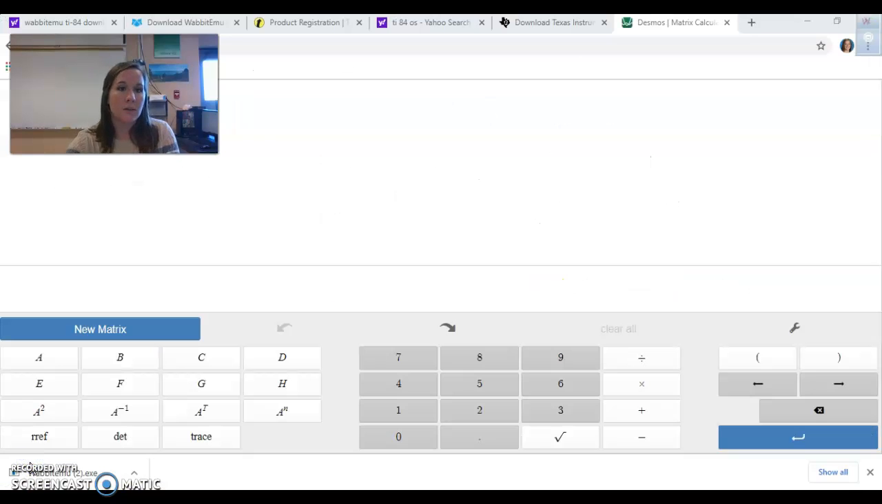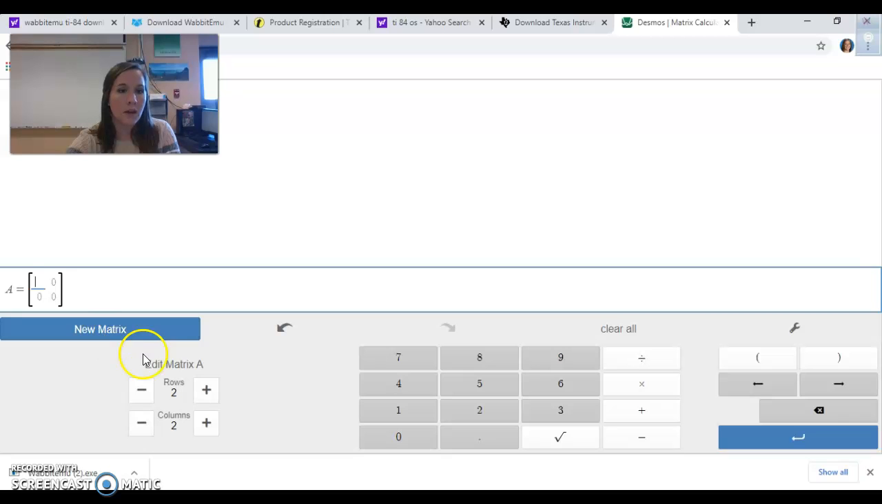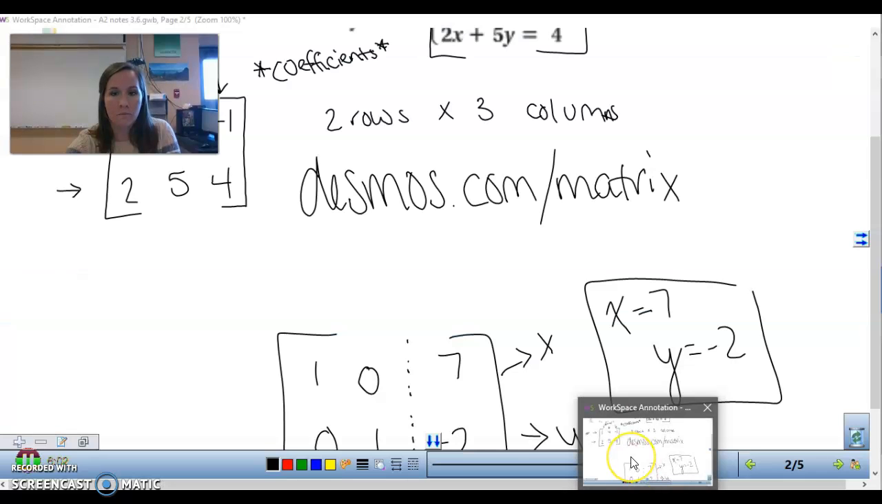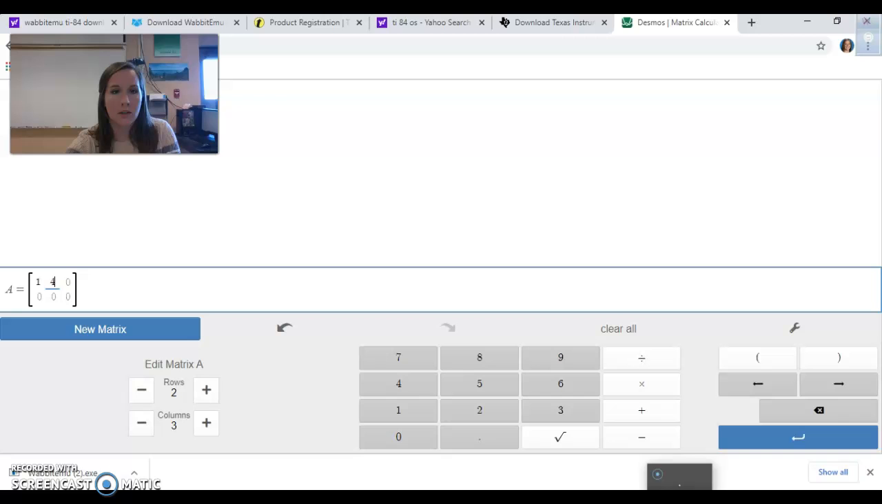If you are using Desmos, you're going to go to desmos.com/matrix, and then you're going to click the blue button that says New Matrix. And again, this was a 2 by 3, so we need 3 columns. And then you're going to plug in the numbers. So I don't remember what the numbers were. 1, 4 maybe? Bear with me. 1, 4, -1, 2, 54.